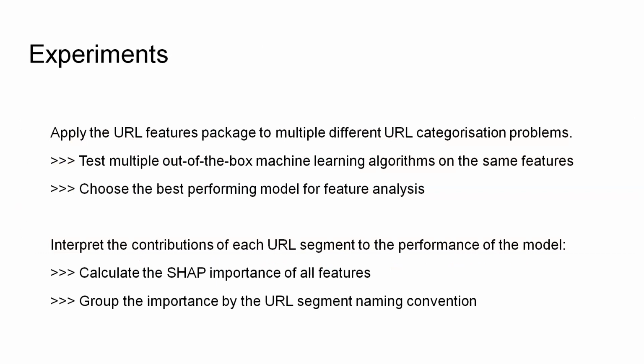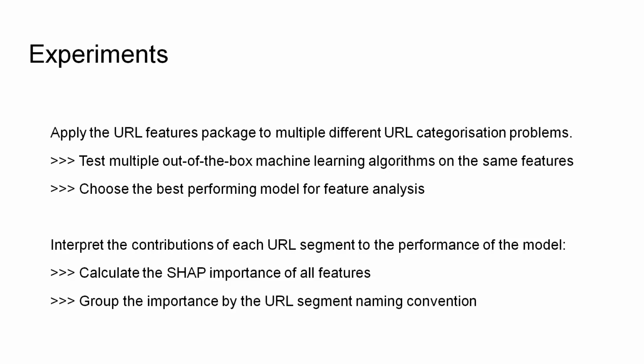In this case, we took a set of open data sets that contain URLs as the main feature. And we're going to try and complete the classification task using only the URL, ignoring any other information that's available. We're going to test multiple out-of-the-box machine learning algorithms. We're not going to do any hyperparameter testing because we're not trying to find the perfect model for these problems. We just want to get a sense of what works using URLs. We're going to choose the best model, and then do some experiments to try and understand where the information comes from in these problems.